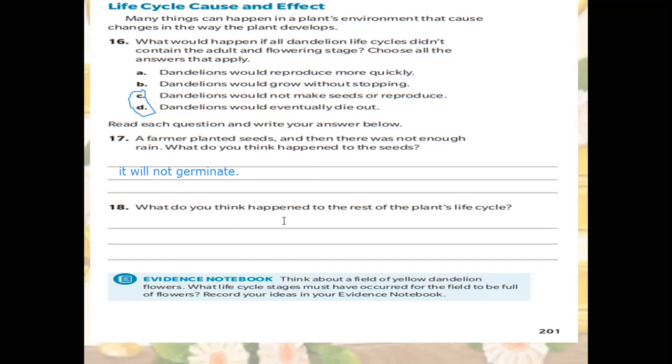What do you think happened to the rest of the plant's life cycle? It will not be completed. If the plant does not germinate, will it grow to a young one? Will it grow to an adult? And will it reproduce? None of them will happen.